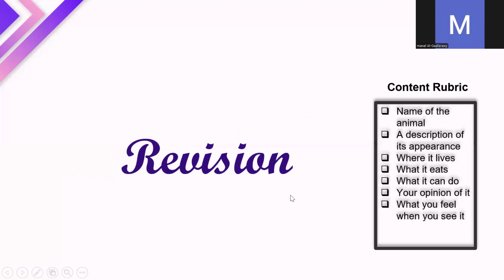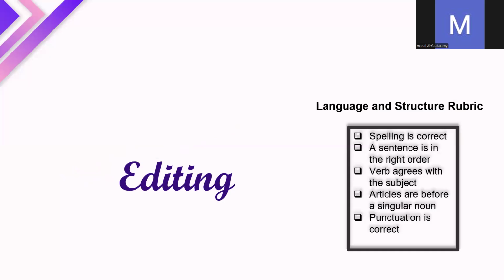So this is an example of the content rubric, and this is an example of the language and structure rubric. One more comment: the content of the rubrics depends on the level of your students, the topic that you provide them, the level of sophistication that you need to see, and for sure, the language and structures that you taught your students. Because I cannot ask them to demonstrate something I haven't taught them.